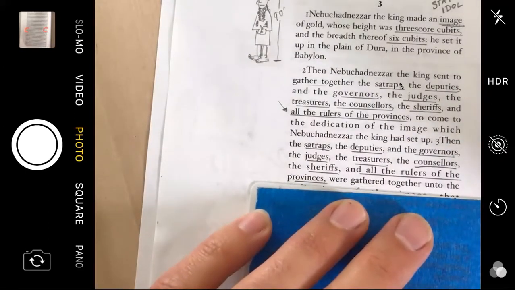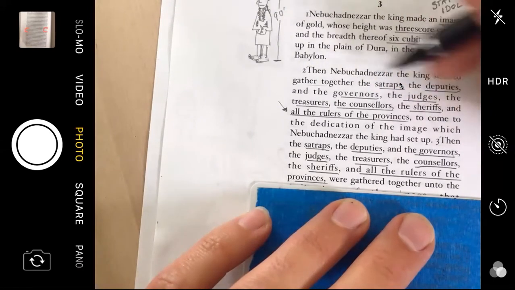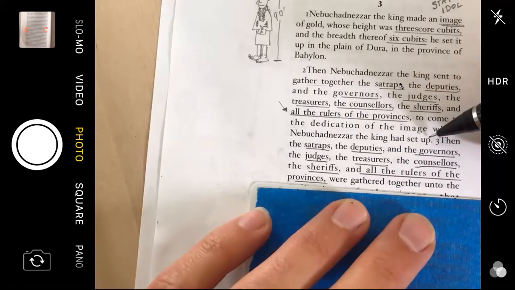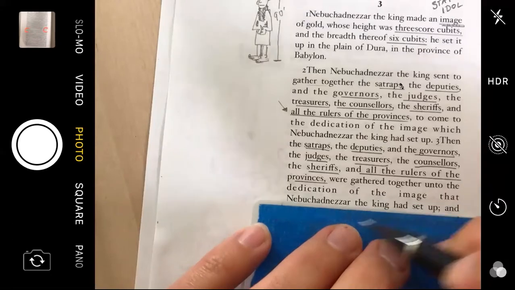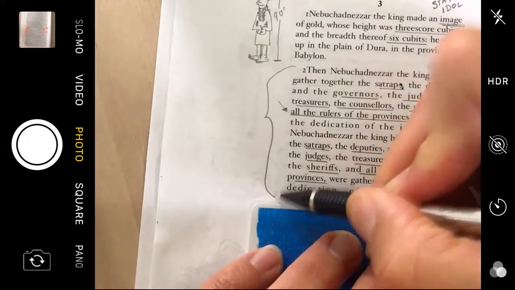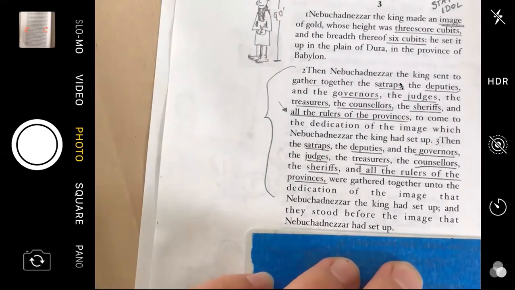Now, here's the other funny thing. He gathers them together to come to the dedication of the image which Nebuchadnezzar the king had set up. They were all gathered together unto the dedication of the image that Nebuchadnezzar the king had set up. It's like the entire thing repeats itself over and over again. Isn't that hilarious? Here's my question. Why does the story tell it that way?